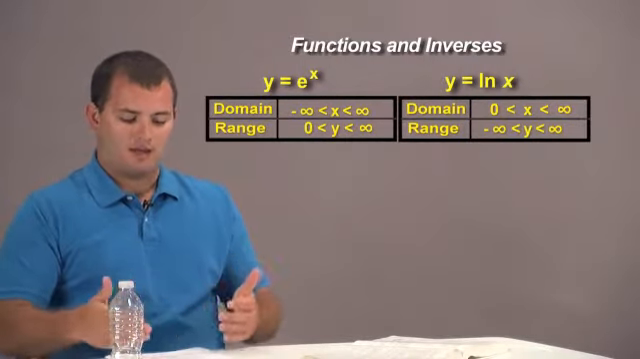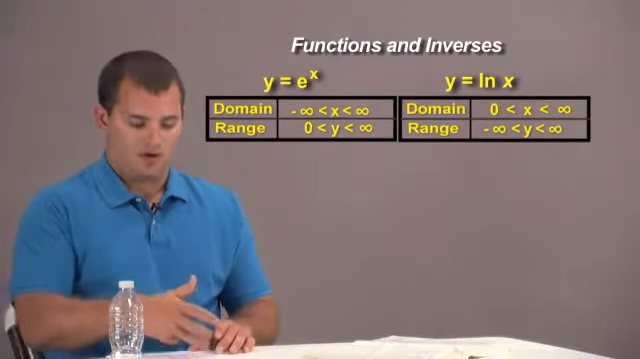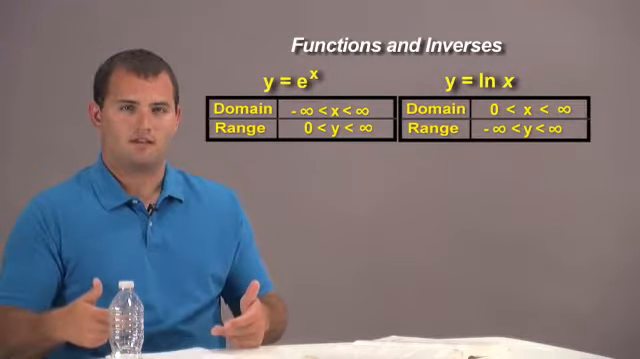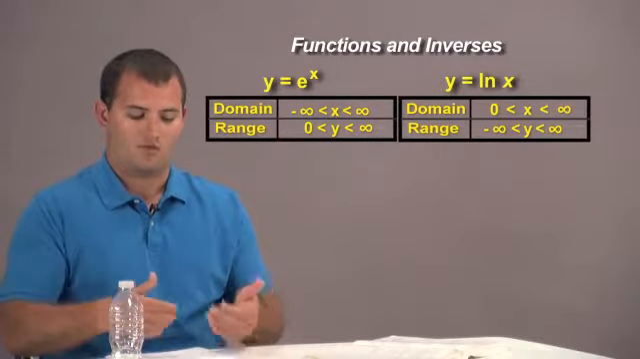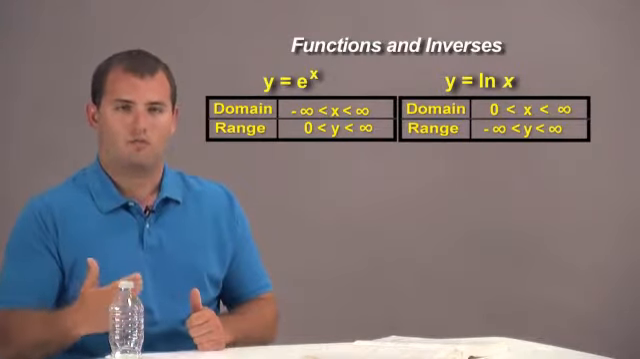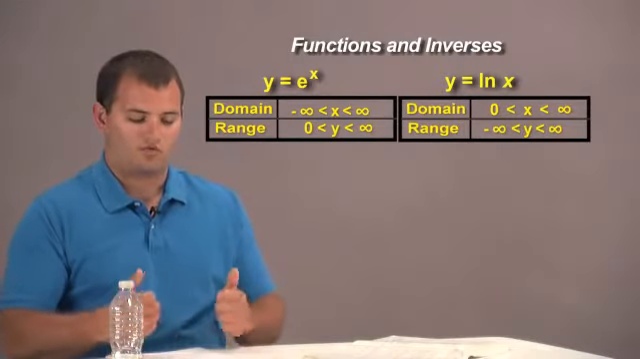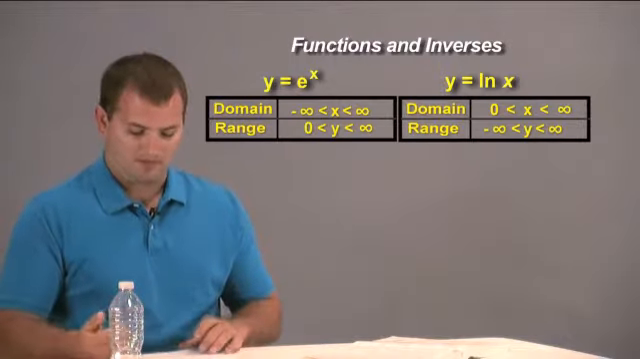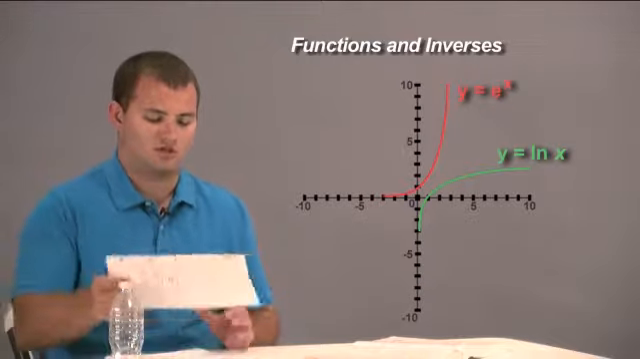Now let's look at the two charts right next to each other, the domain and range. We can see by looking at this chart that on the left we have y equals e to the x with its domain and range, and on the right we have y equals natural log of x. We can see that the domain and range are flipped between the functions. The domain for y equals e to the x is the range of y equals natural log of x, and the same way with the range. The range for y equals e to the x becomes the domain for natural log of x. Okay?